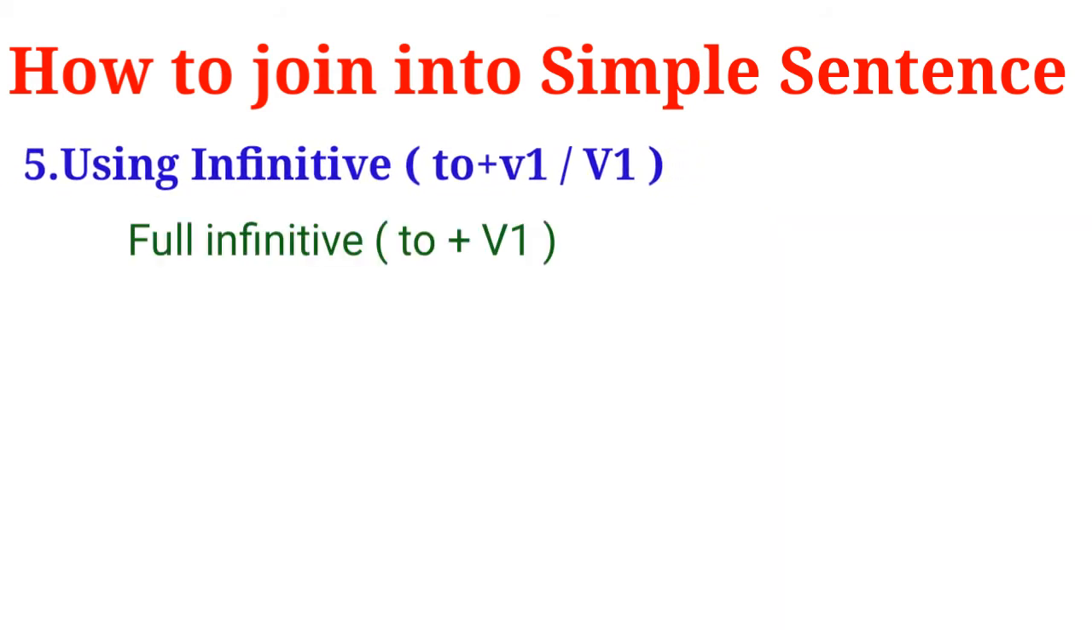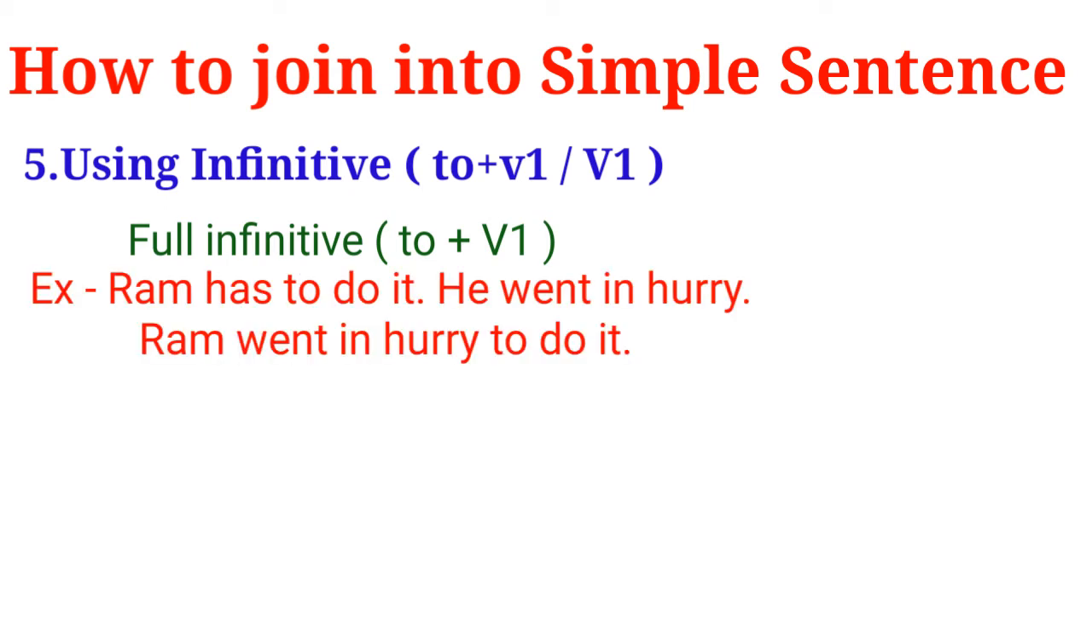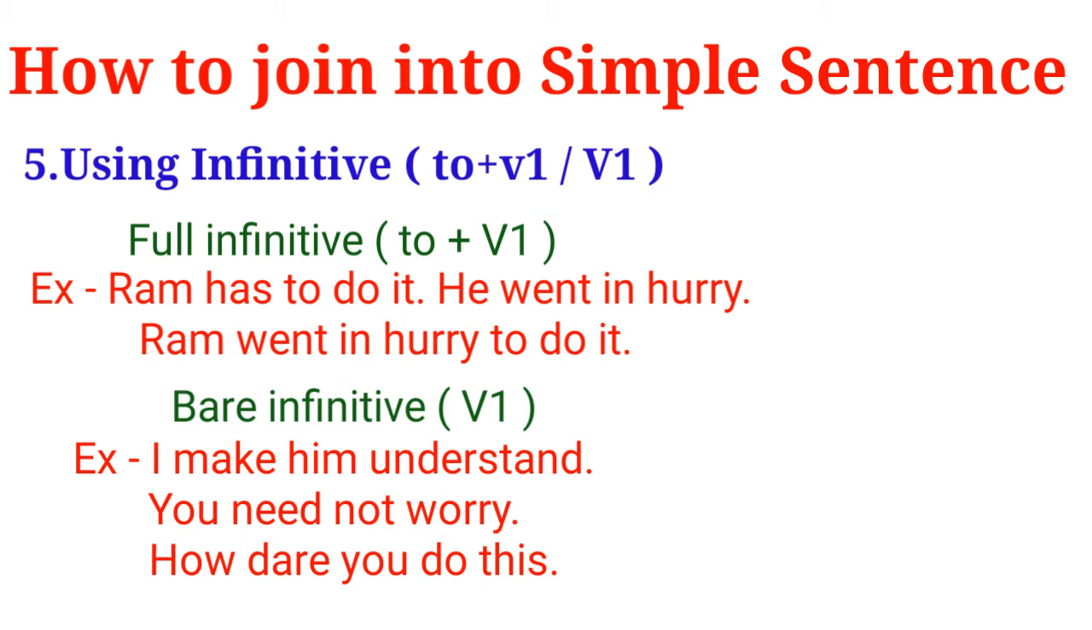So the fifth one is using infinitive. Infinitive means the first form of verb. When the first form of verb is unable to provide completion to a sentence, this is called infinitive. And infinitive can be used in two ways, either with to or without to. When it is with to, it is called full infinitive. Example, Ram has to do it, he went in hurry. So Ram went in hurry to do it. Here to do is what? Infinitive, full infinitive, because to plus V1 is there.